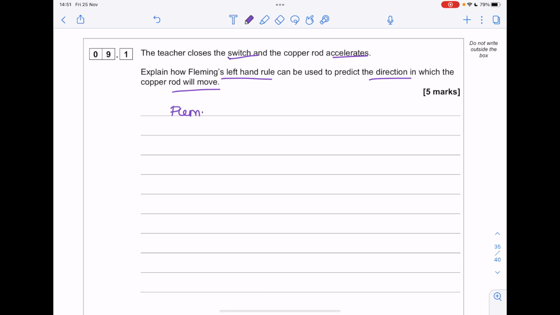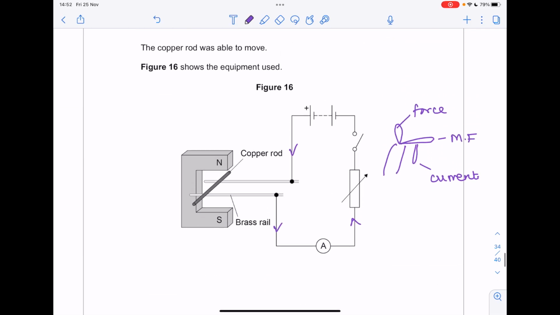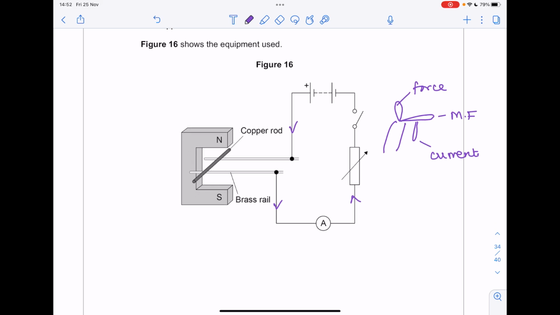Fleming's left-hand rule means holding your thumb, first finger, and second finger at right angles. Then we'll talk about what each one represents. Second finger equals the current. And they really want you to say which way that current is pointing, which is out of the paper.